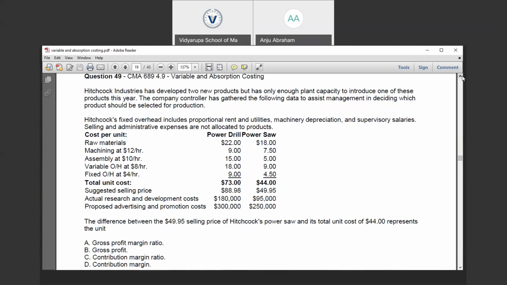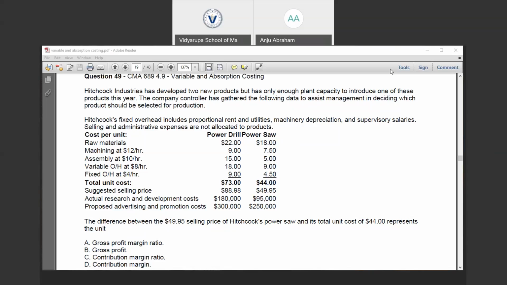Hitchcock Industries has developed 2 new products but has only enough plant capacity to introduce one of these products this year. The company controller has gathered the following data to assist management in deciding which product should be selected for production. Hitchcock's fixed overhead includes proportional rent and utilities, machinery depreciation, and supervisory salaries. Selling and administrative expenses are not allocated to products because they are non-manufacturing overhead, so they will not be allocated to products.